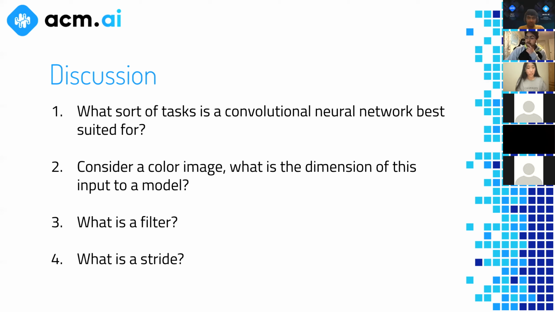All right. So for the second question, consider a color image. What would the dimensions of the input model be? Yeah, perfect. Exactly. Because a colored image has the red, the blue, and the green, we need a layer for each one of those. So naturally, it would have a depth of 3. So you guys got it.